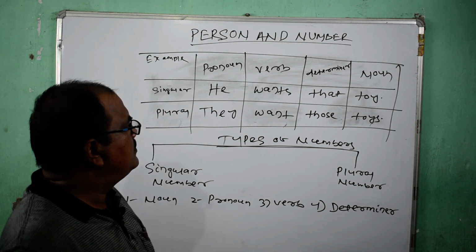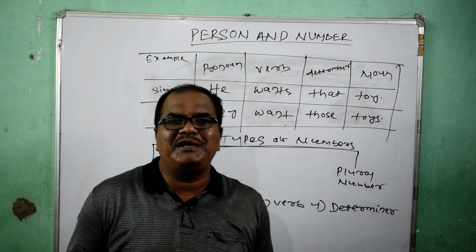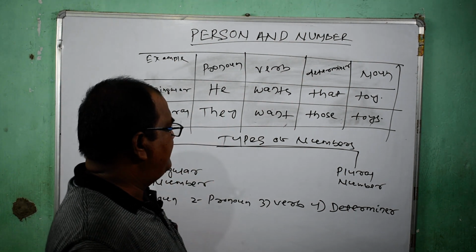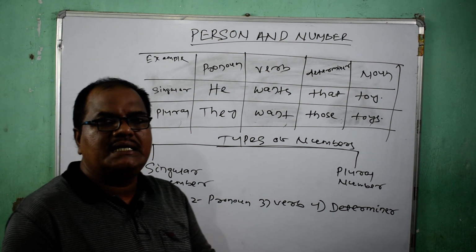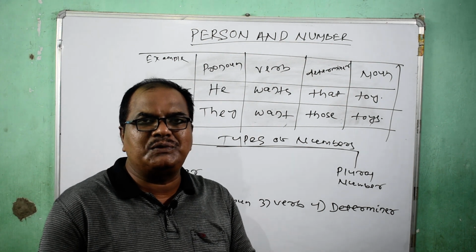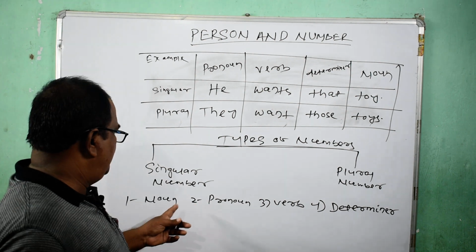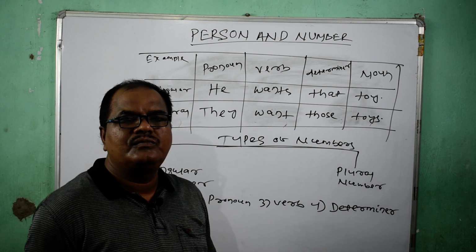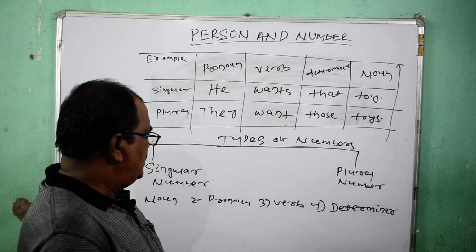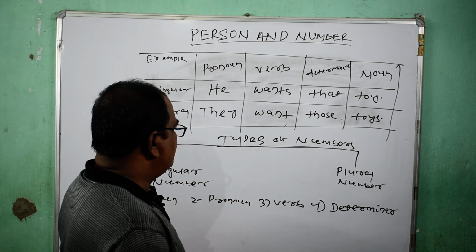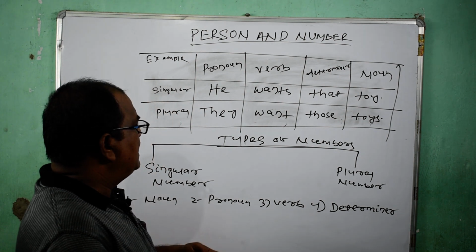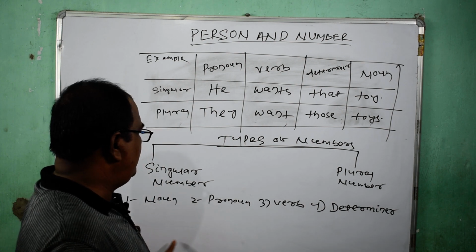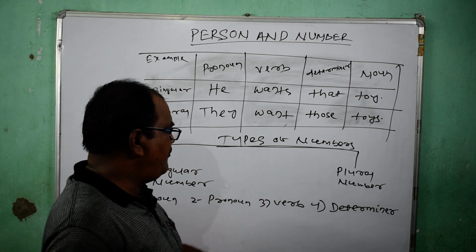From these two examples, it is very clear that the number is completely related to these four categories of words. Then what are those different categories of words which are closely connected to numbers? They are noun, pronoun, verb, determiner.